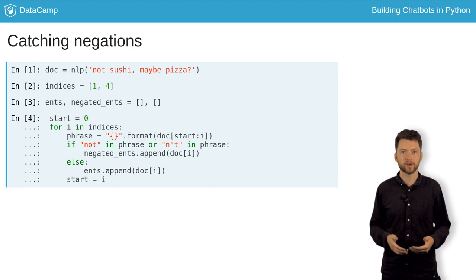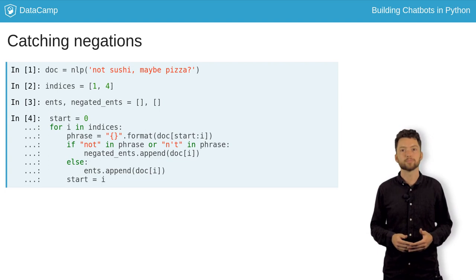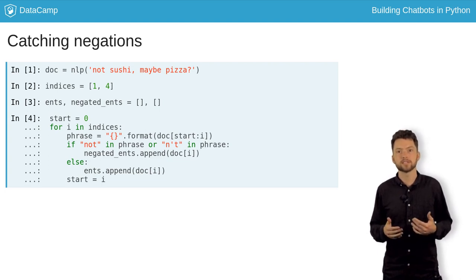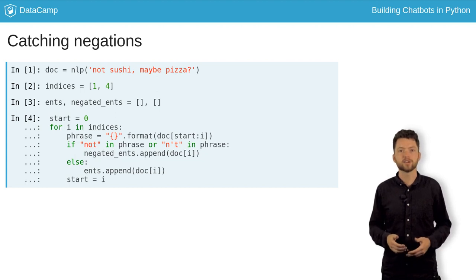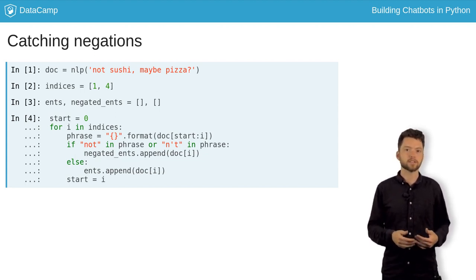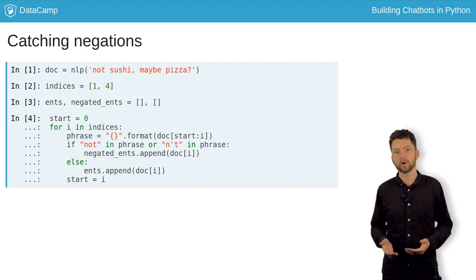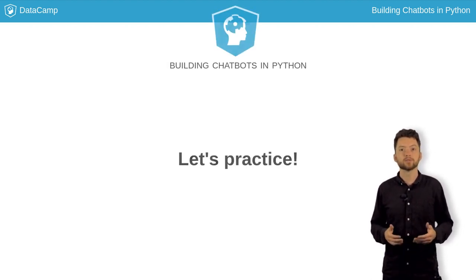We can recreate the phrase by using the format method and indexing the spaCy document. We then use an if-else statement. If the word "not" appears in this part of the message, we assume that entity is negated, and we add it to the negated entities list using the list's append method. Otherwise, we add it to the list of regular entities in the same way. Now it's your turn to implement slot filling in your virtual assistant.